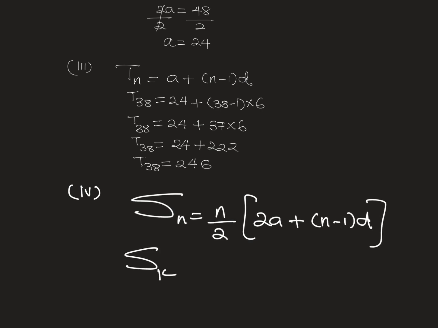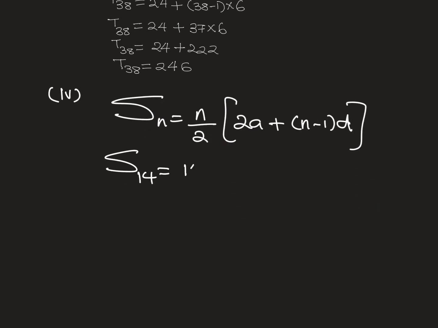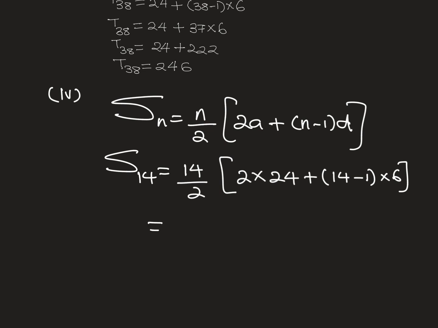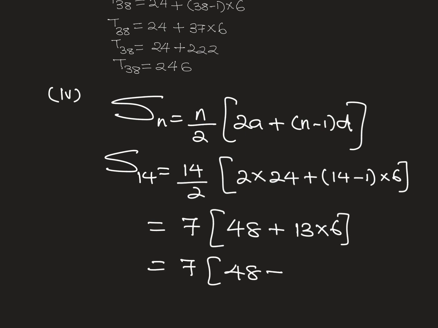The sum of the first 14 terms will be 14 over 2 into 2 times a, which is 24, plus n minus 1, which is 14 minus 1, times the difference, which is 6. So that will be 14 divided by 2 is 7, into 2 times 24 is 48, plus 14 minus 1 is 13. So that will be 13 times 6. We're going to have 7 into 48 plus what is 13 times 6?